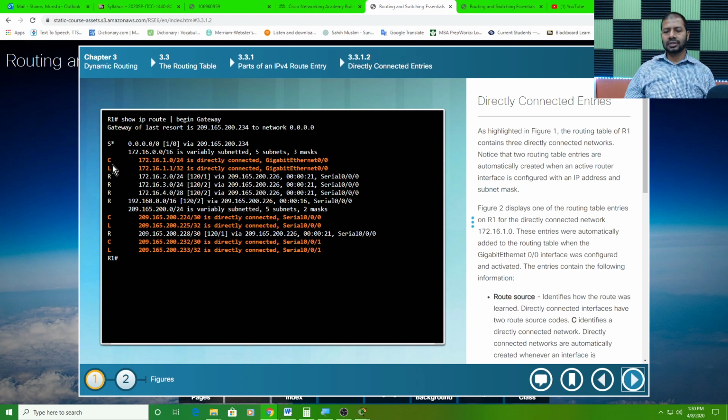So what does this C mean? C means directly connected. L means local interface. And another one, C here. C means directly connected network. 209.165.200.224 with a 30-bit mask. L means local interface. This network is connected to this interface. The interface's IP address is .225, and this is serial interface 0/0's IP address. That's the local interface. So always remember, C means directly connected network.